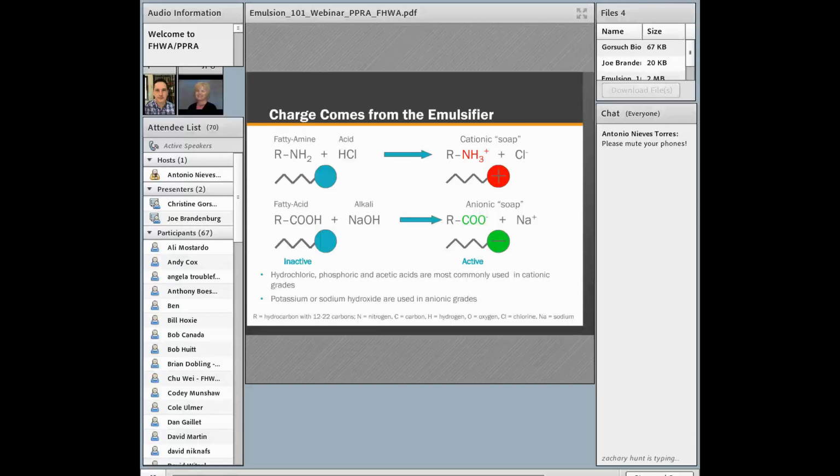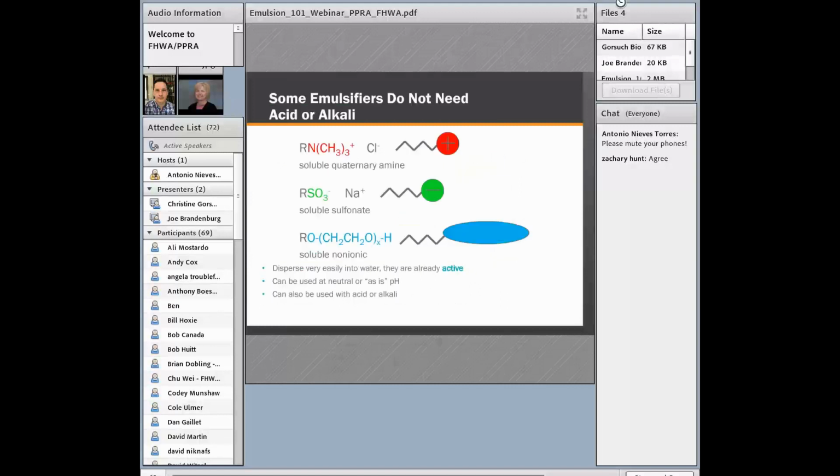For an anionic emulsion, it's the opposite charge. An anionic emulsifier would have an atom like oxygen in the head group, which will accept a negative charge. When you make your soap solution, you add your water, your anionic emulsifier, and your alkali like sodium hydroxide, and this is what activates that emulsifier and puts that negative charge on the head group. Some emulsifiers do not need acid or alkali. They have a permanent charge.